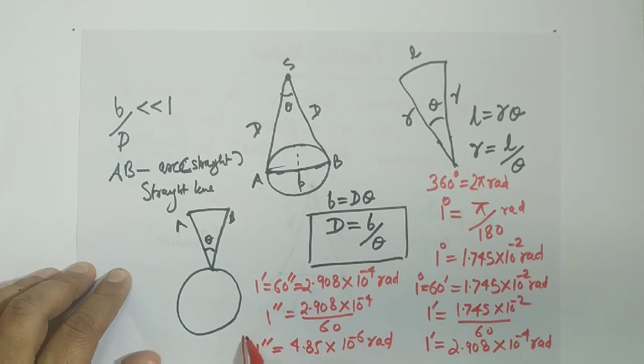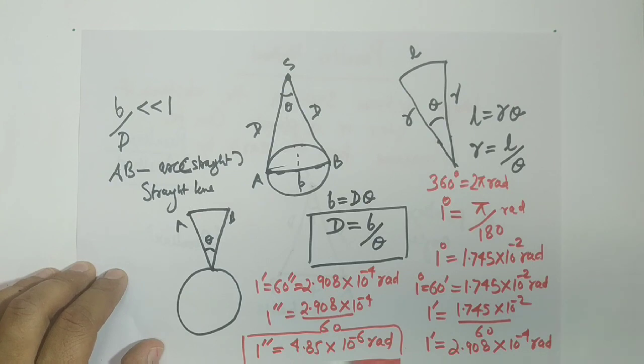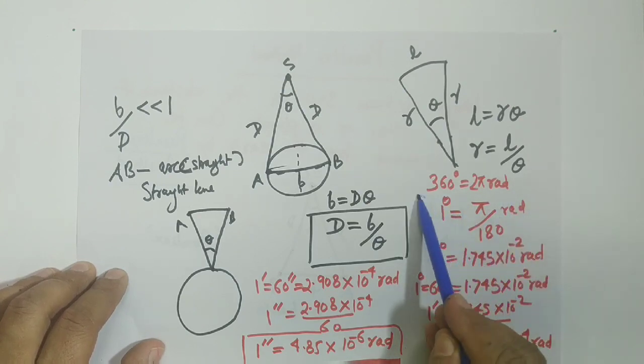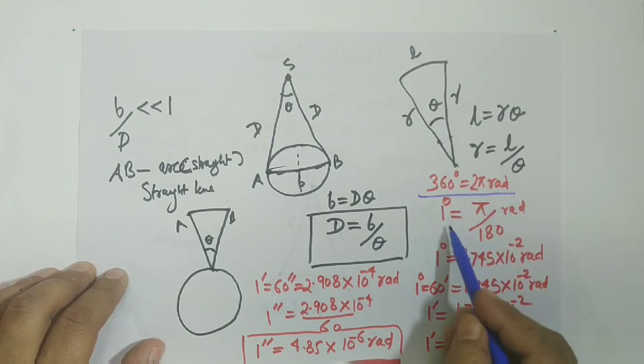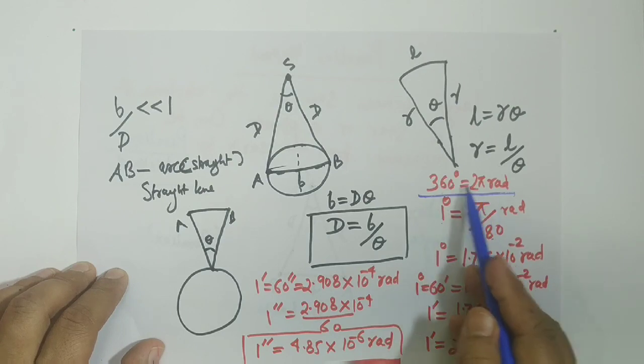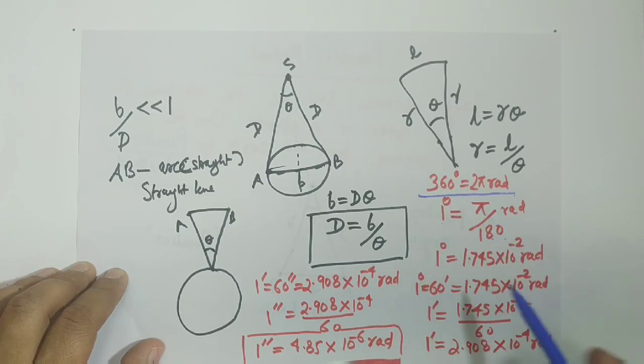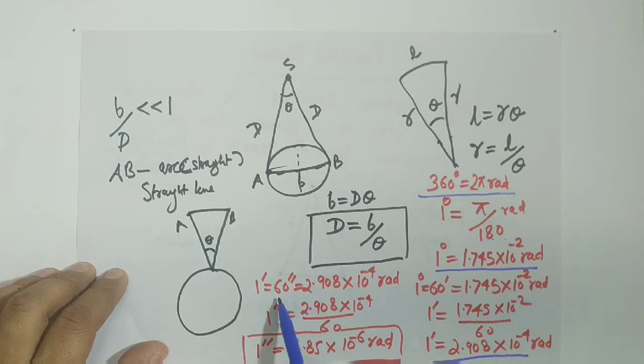So the main thing is that you have to just know about the values. Again repeating, 360 degree is 2 pi. Then 1 degree is 2 pi by 360, which is pi by 180. Then in 1 degree, how many minutes? 60 minutes. Then you get 1 minute's data by dividing. Then in 1 minute, how many seconds? 60 seconds. Then you get 1 second's data as this.